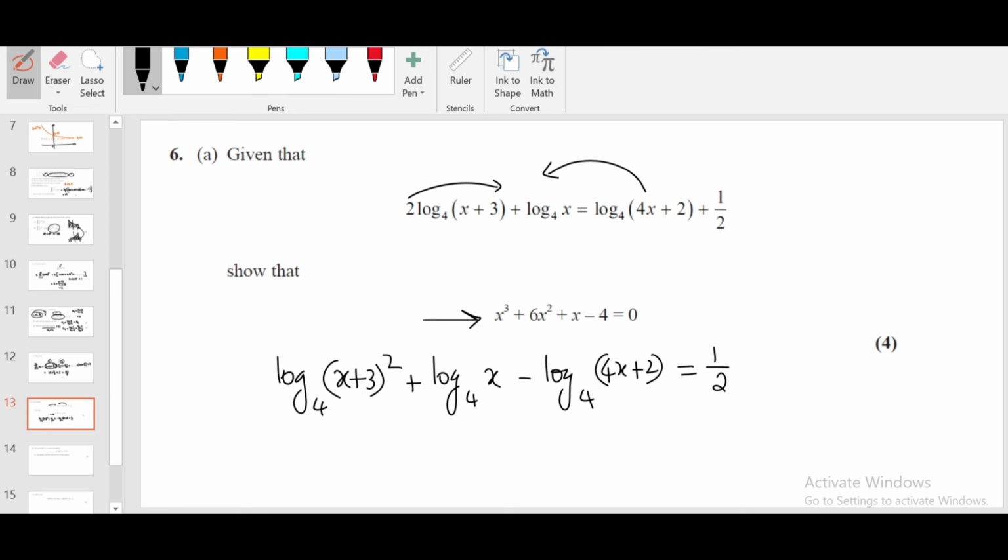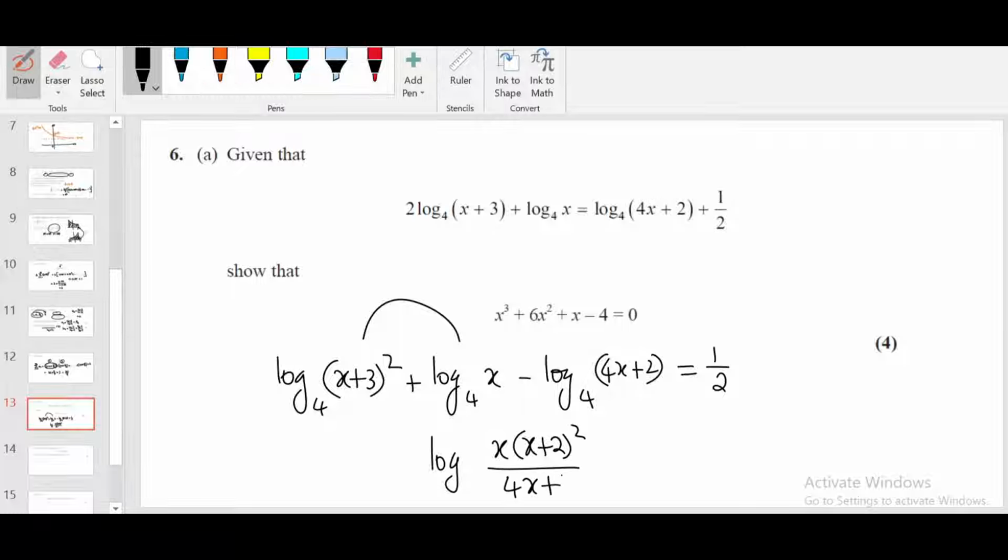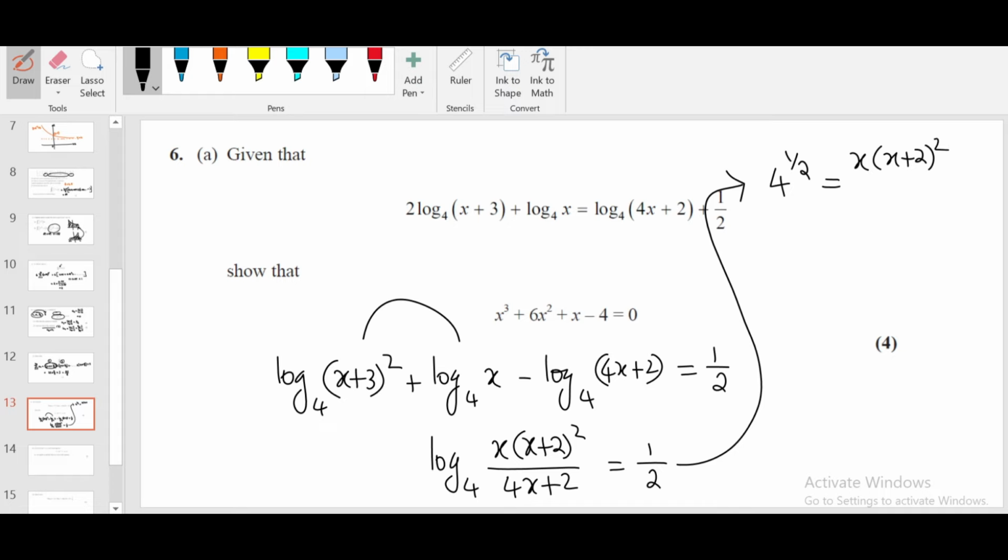Now the next step is to combine the logarithms into a single logarithm. You can multiply these two because of the plus: x times (x plus 2) whole square, divided by the next logarithm because it's negative, is half. Okay, combine them into a single log. Next step, rewrite this using power without logarithm. You can write it as 4 power half is equal to x times (x plus 2) whole square divided by 4x plus 2. And then it's all about simplification.